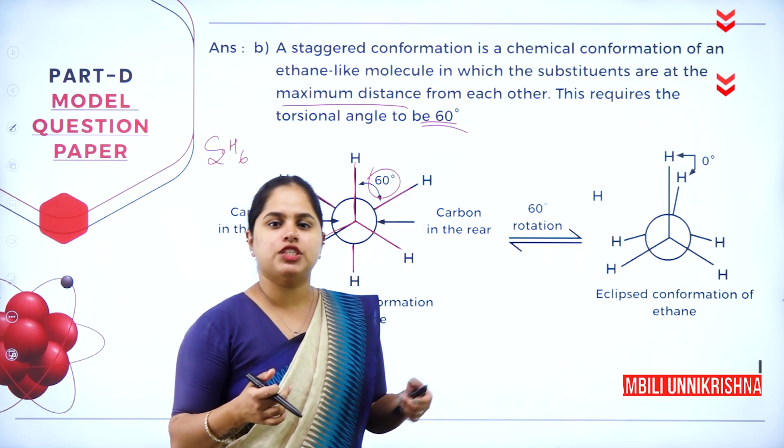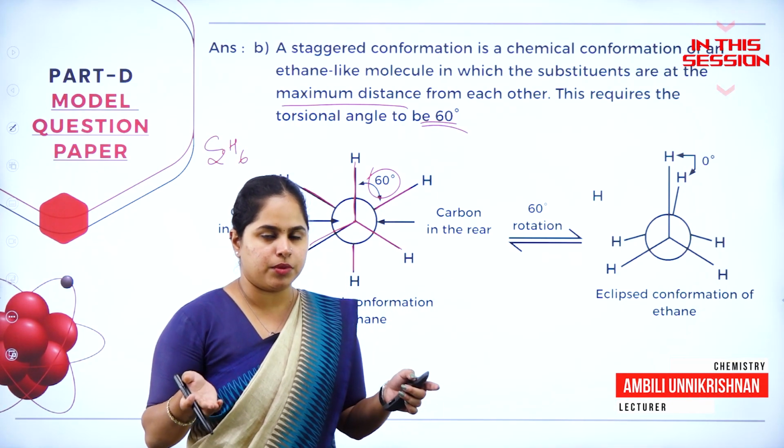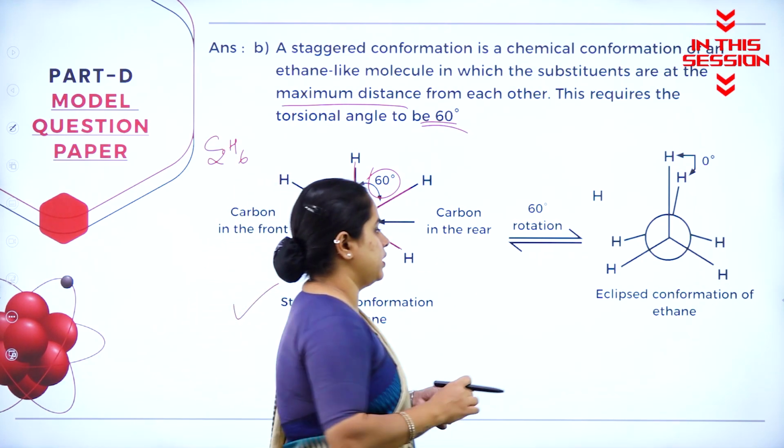In staggered conformation, hydrogen atoms will be present as far as possible or at maximum distance. Now in eclipsed conformation, these hydrogen atoms will be close with each other.